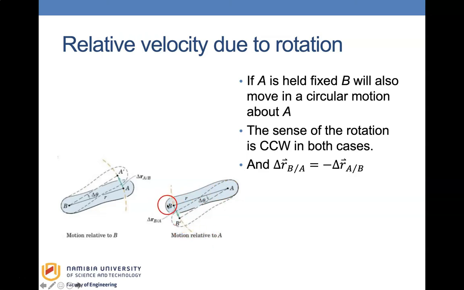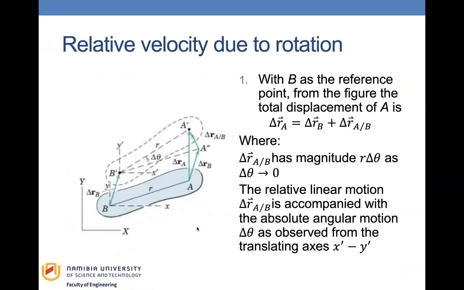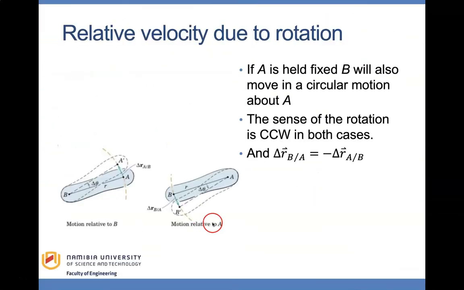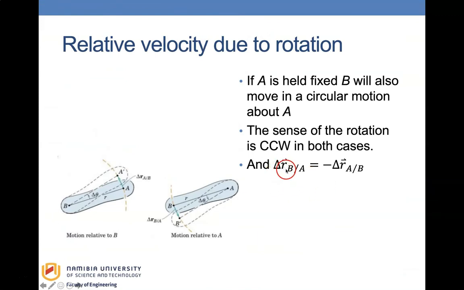So this is motion of B relative to A, where this is the motion of A relative to B. Just one point I need to make here: if you look at del R of B relative to A, it is actually negative del R of A relative to B. You can see this one is going downwards, that one is going in that direction, but both are going in the counterclockwise direction.